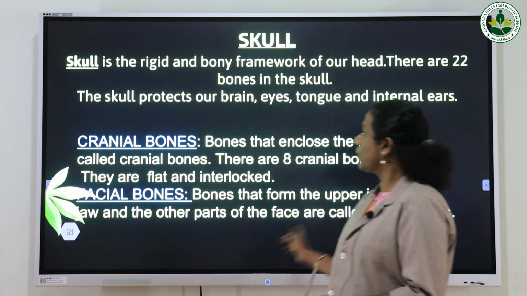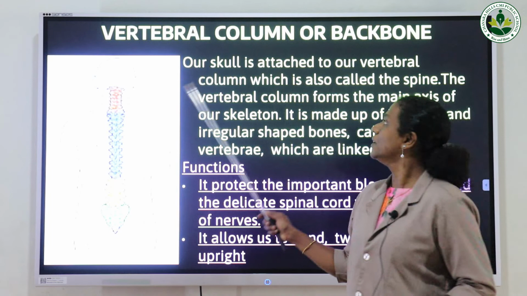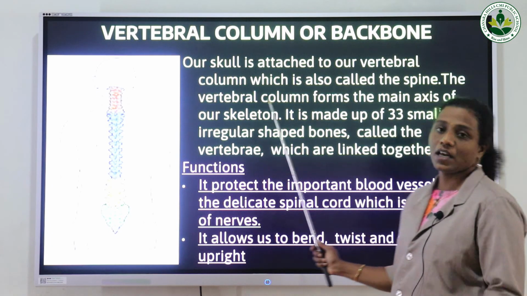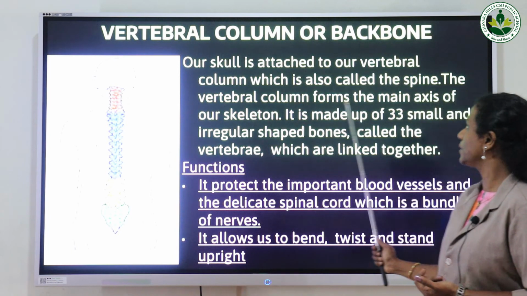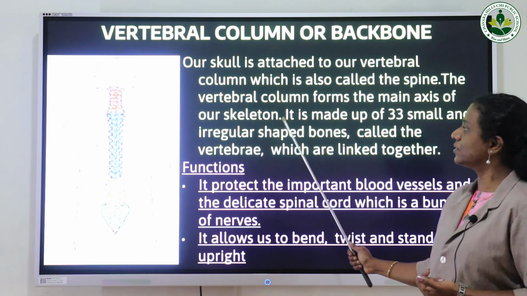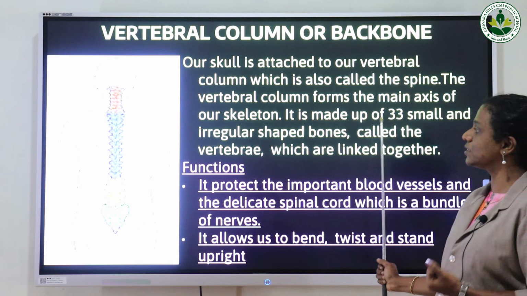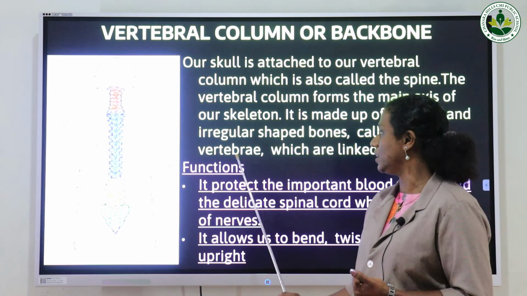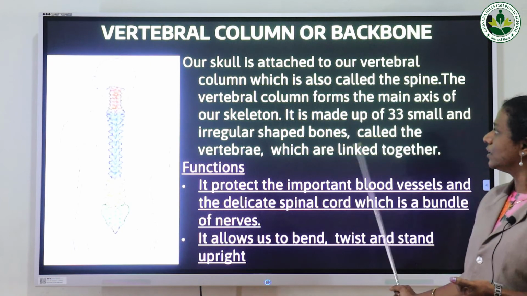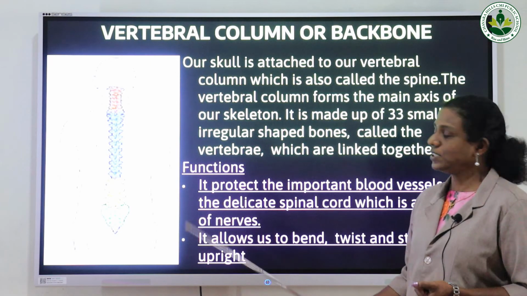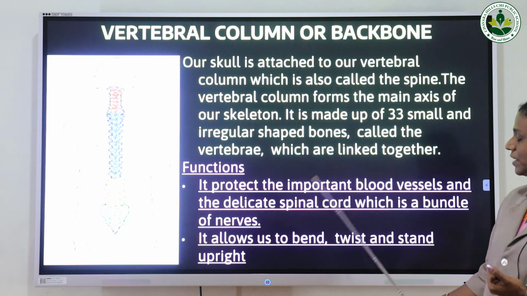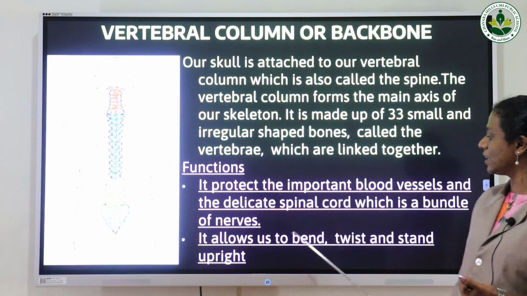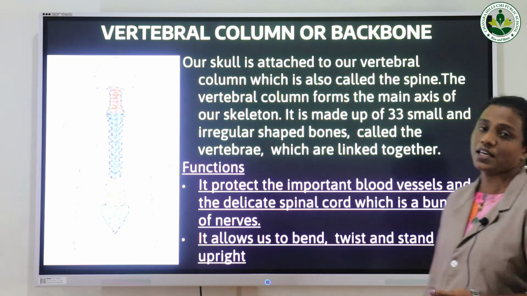Then next topic is about the vertebral column. Our skull is attached to our vertebral column, which is also called the spine. It forms the main axis of our skeleton. It is made up of 33 small irregular shaped bones called vertebrae. Study the number and the name vertebrae, which are linked together. Then functions: it protects the important blood vessels and the delicate spinal cord, which is a bundle of nerves. It allows us to bend, twist and stand upright.